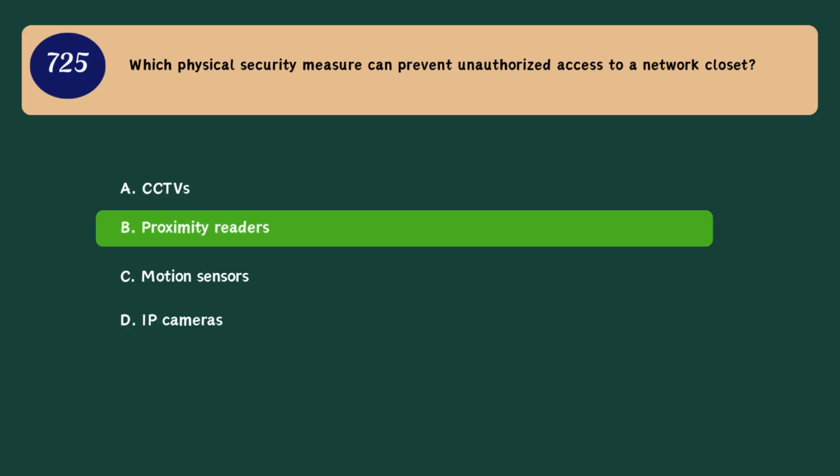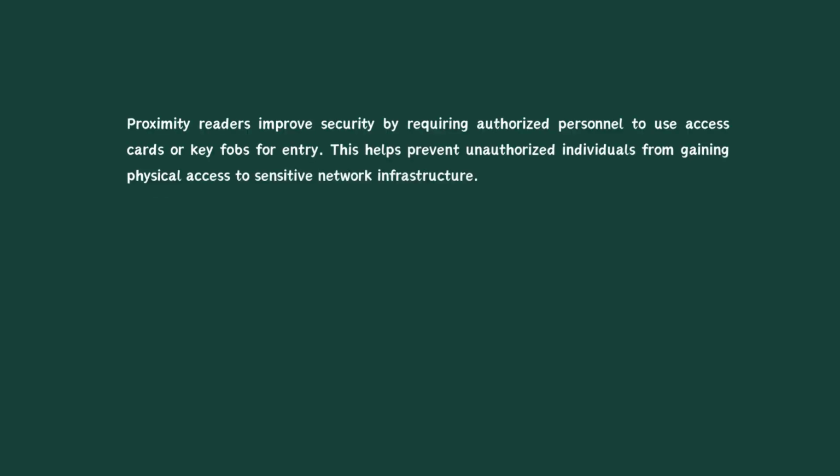Correct answer. B. Proximity readers. Proximity readers improve security by requiring authorized personnel to use access cards or key fobs for entry. This helps prevent unauthorized individuals from gaining physical access to sensitive network infrastructure.